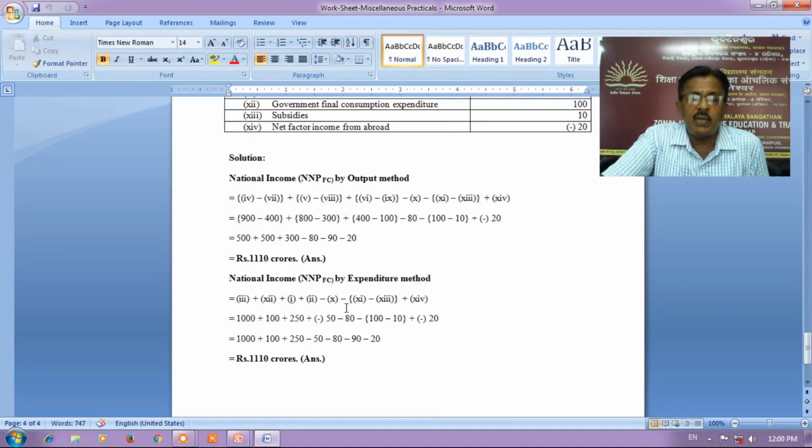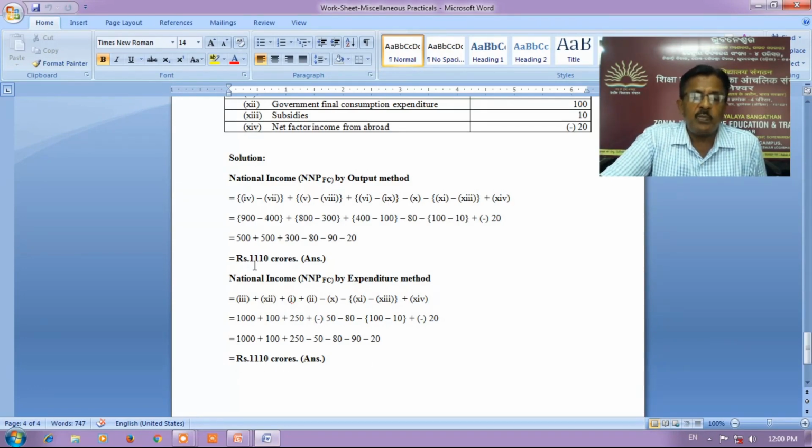From NDP at market price, net indirect tax is to be deducted to get the NDP at factor cost. To NDP at factor cost, we have to add this net factor income from abroad, that is item number 14, to get the NNP at factor cost. So it is done in this way as the values are given. So the result is 1110 crores.